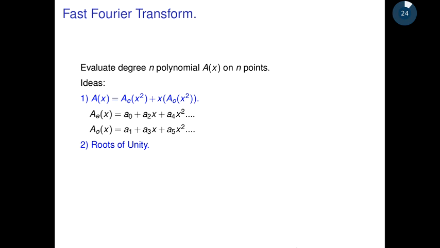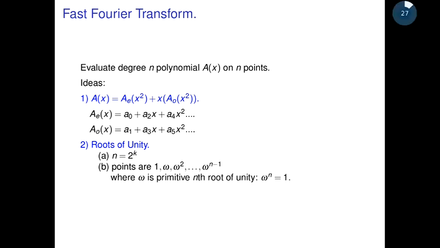Okay, and then there are the roots of unity. We assume n is a power of 2, and the points are going to be 1, omega, omega squared, all these powers of this particular primitive root of unity. Why didn't I write this as omega to the 1? Well, 1 is omega to the 0. When you take something to the 0th power, you always get 1. Here omega is a primitive solution to this equation, where primitive means it's the smallest non-trivial solution.